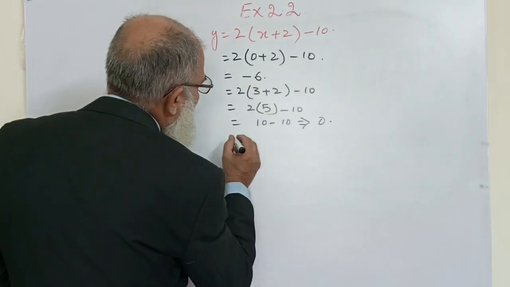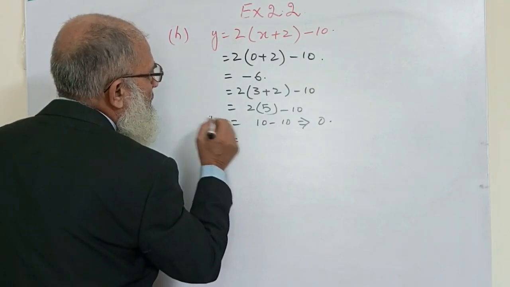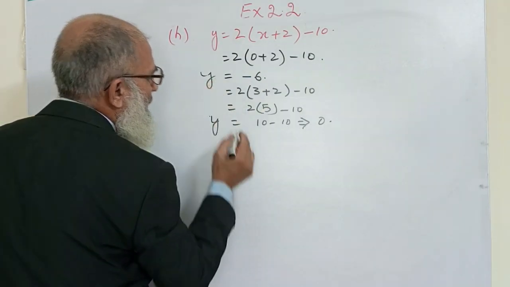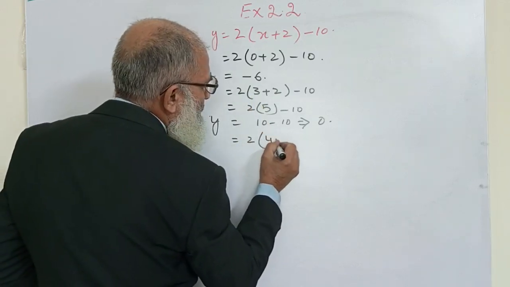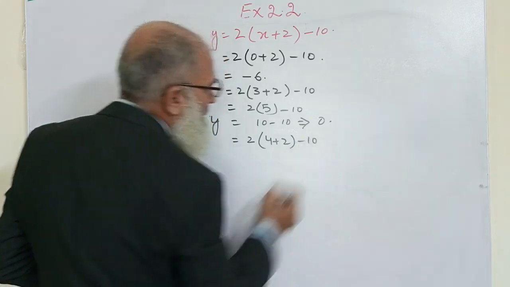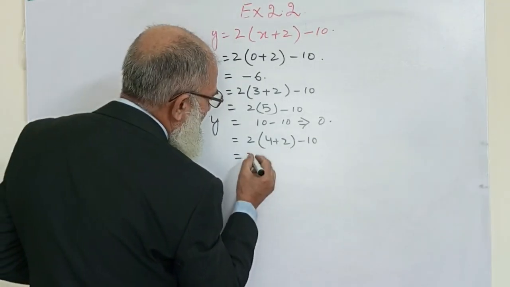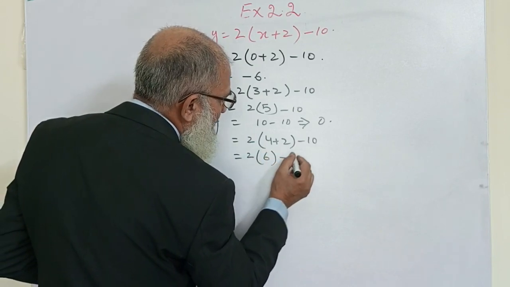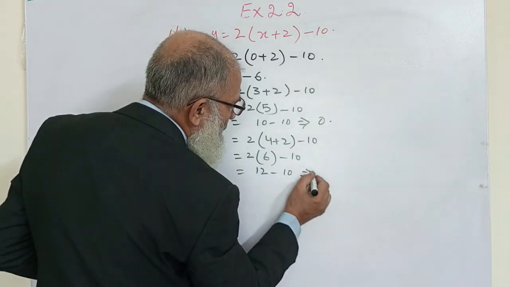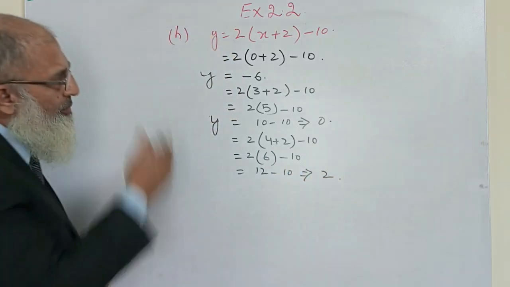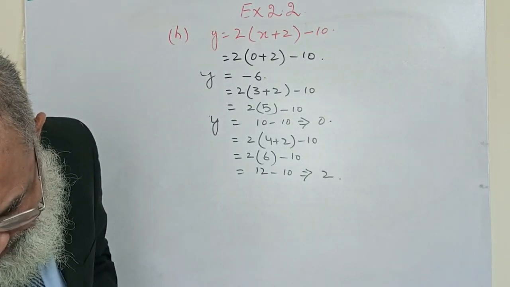When x is equal to 4, what will we get? 4 plus 2 minus 10. 6 minus 10, 12 minus 10, that is equal to 2. And similarly, you will do the last one also.